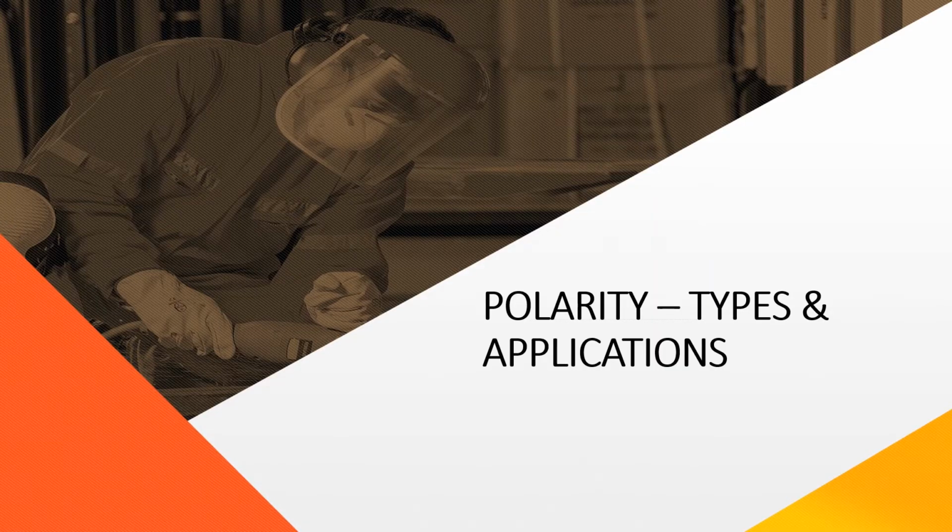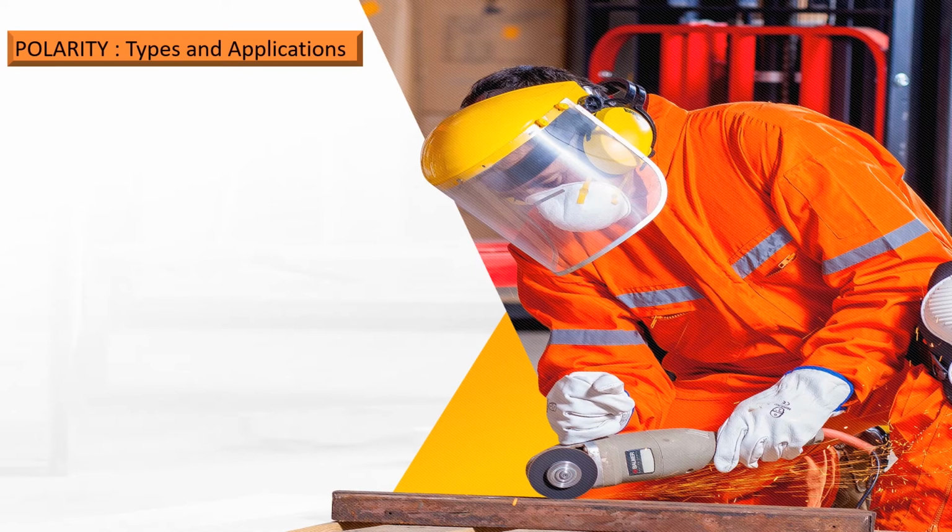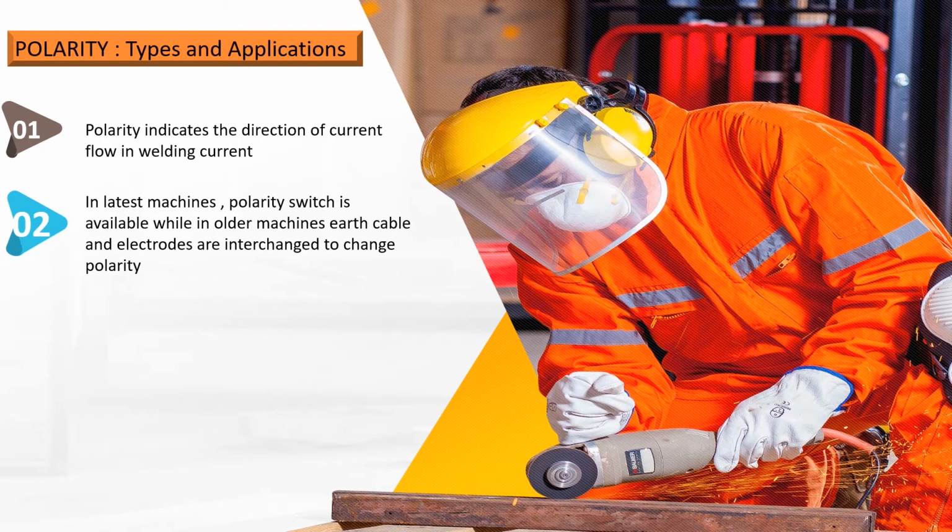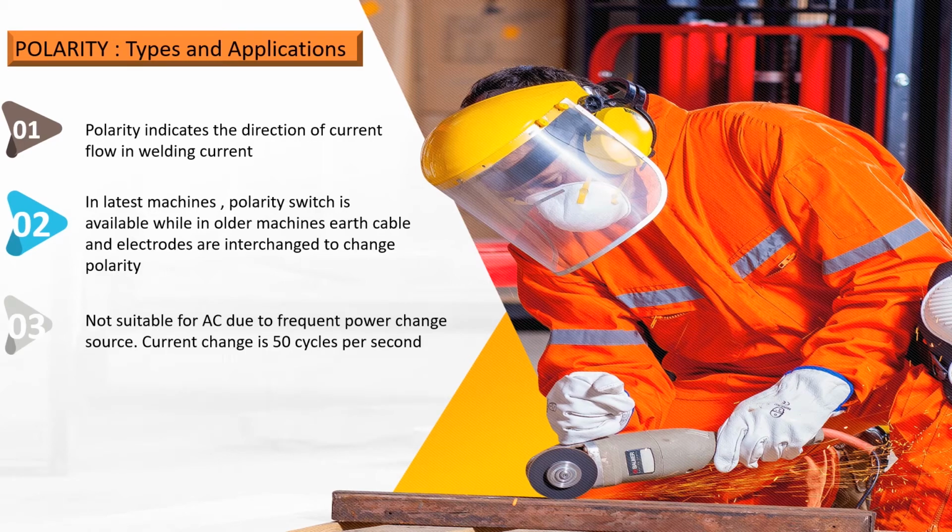Polarity. First, polarity indicates the direction of current flow in the welding current. Second, in the latest machines, a polarity switch is available, while in older machines, the earth cable and electrode are interchanged to change polarity. Third, it is not suitable for AC due to frequent power source reversal.